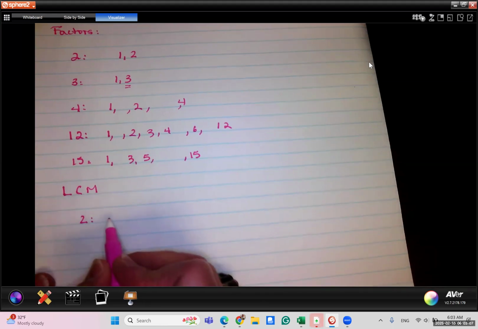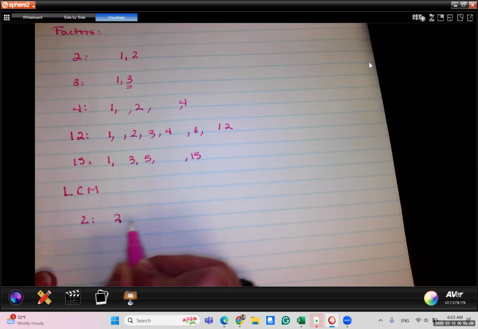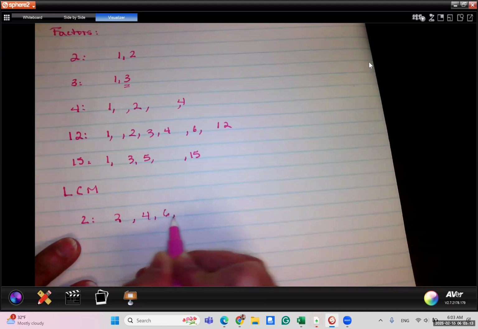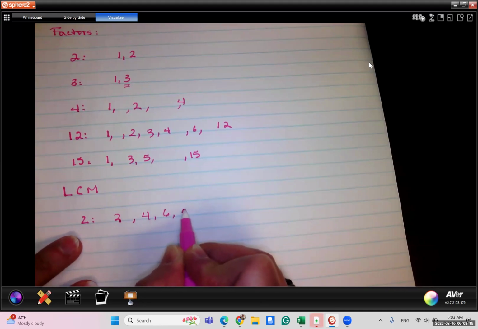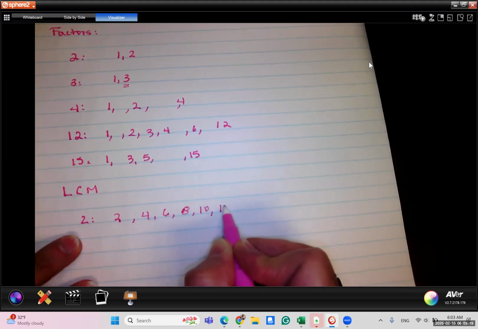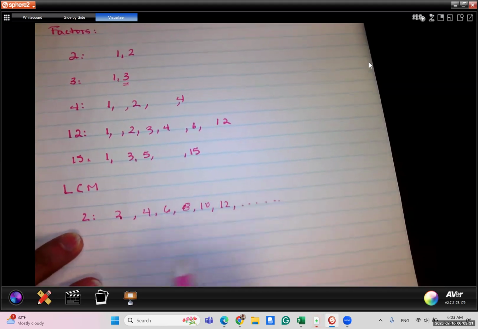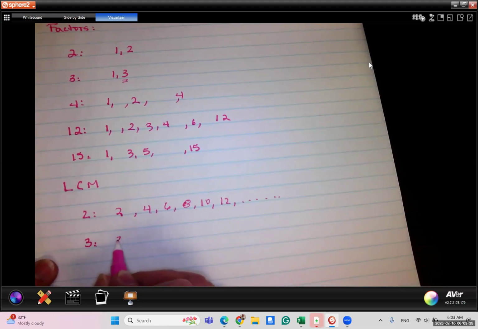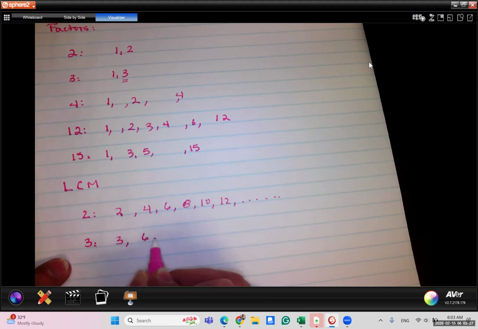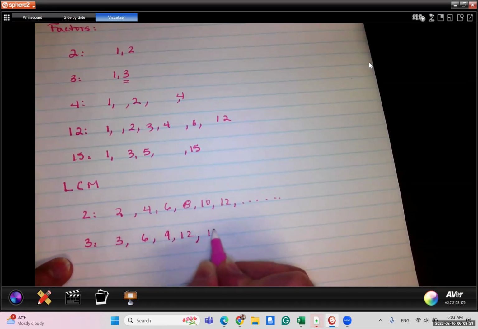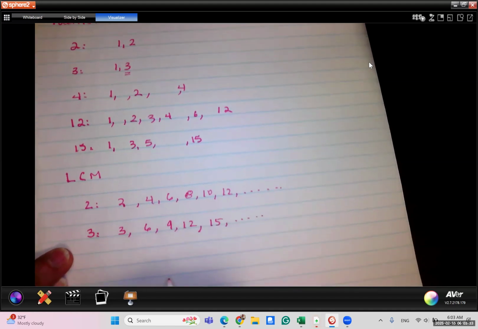So multiples of 2 are 2, because 2 times 1 is 2, 2 times 2 is 4, 2 times 3 is 6, 2 times 4 is 8, 2 times 5 is 10, 2 times 6 is 12. So it can keep going on and on, okay? Now let's try 3. 3 times 1 is 3, times 2 is 6, times 3 is 9, times 4 is 12, times 5 is 15, and we can keep going on, okay?